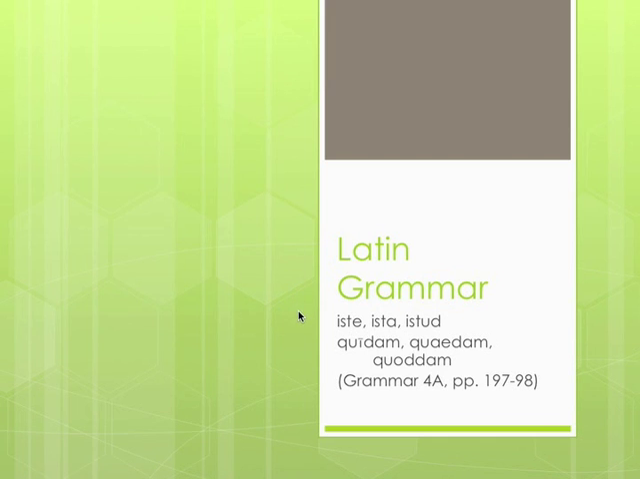In this video, we're going to look at the two Latin words iste, ista, istud, and quīdam, quaedam, quoddam. Both are presented in the grammar for 4a on pages 197 through 198.